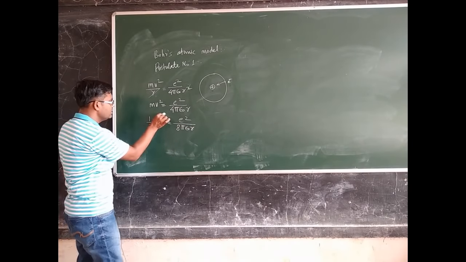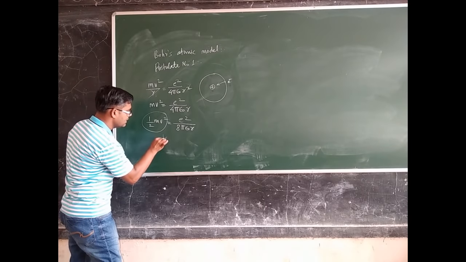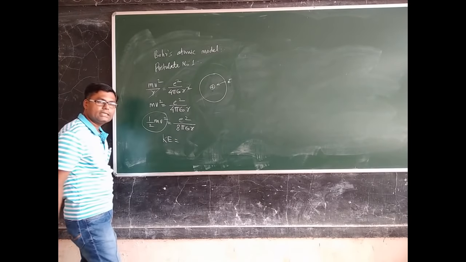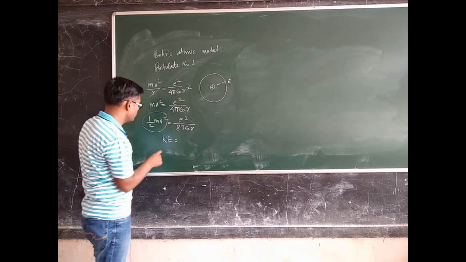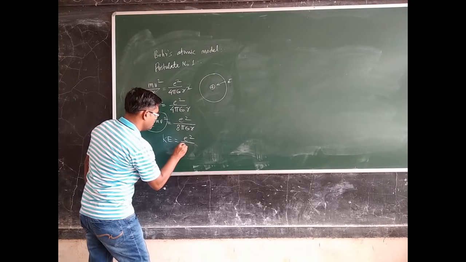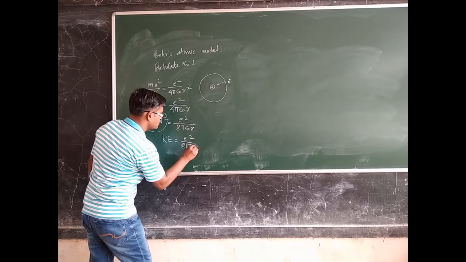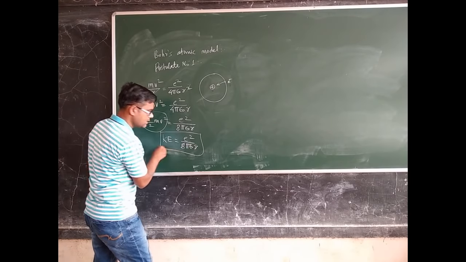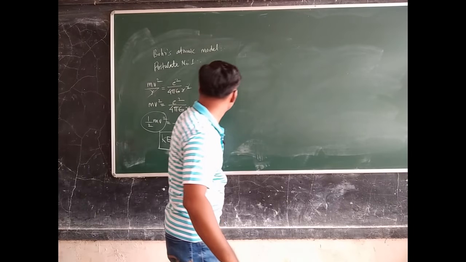Half m v square, what is this? This is nothing but kinetic energy, the kinetic energy of the electron in this circular motion. So it will be equal to E square divided by 8 pi epsilon 0 times r. So this is one of the formulas which we obtained.